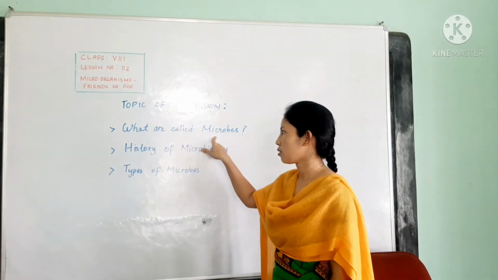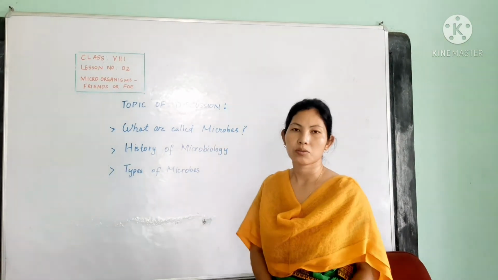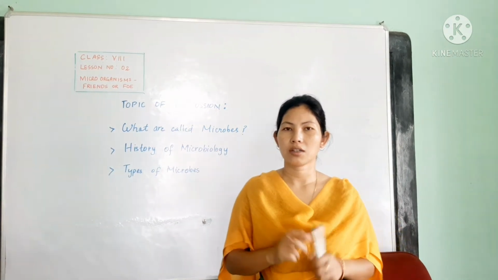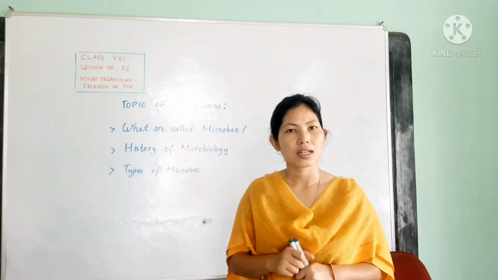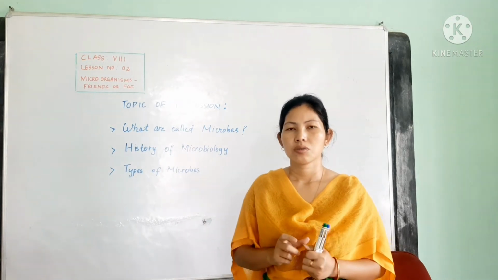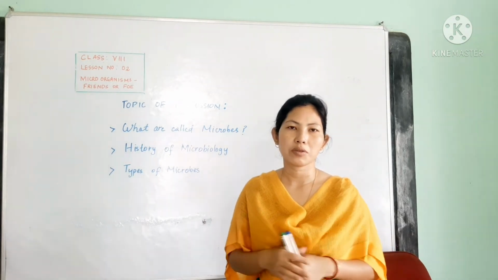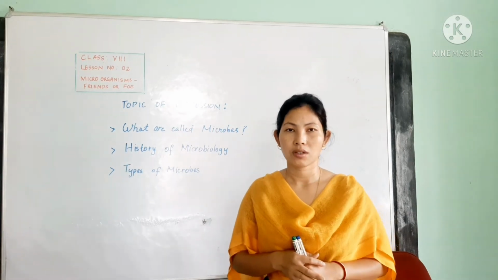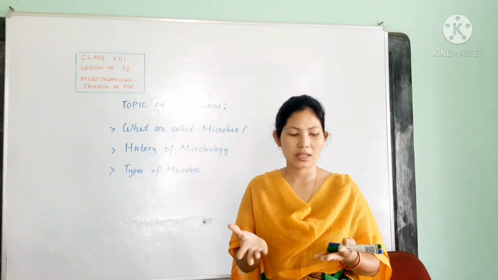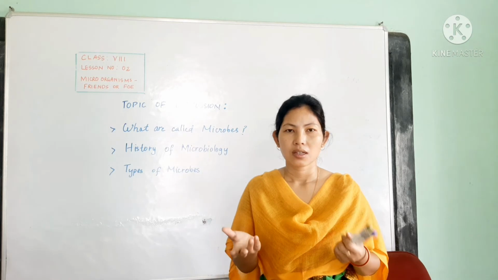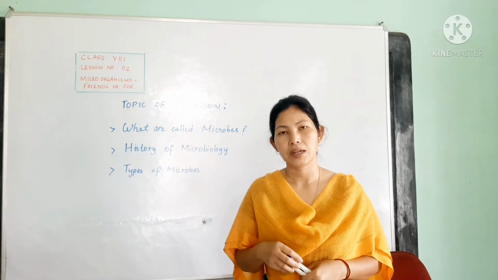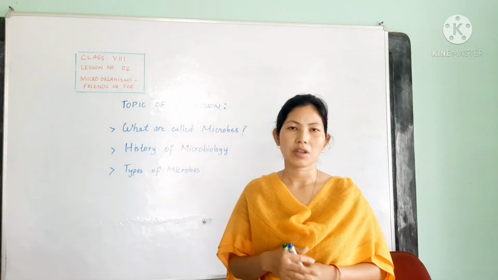So the first topic, that is what are called microbes. Microbe means very small or tiny. Microorganisms are the organisms which are single cell and are very tiny and small, which cannot be seen with our naked eye. Right? So the microorganisms are found everywhere. They are present in the air, the water, the soil, the food that we eat. Even in our hands right now, I may be having thousands of microorganisms on my hand or on this pen, etc. Right? So they are found everywhere.